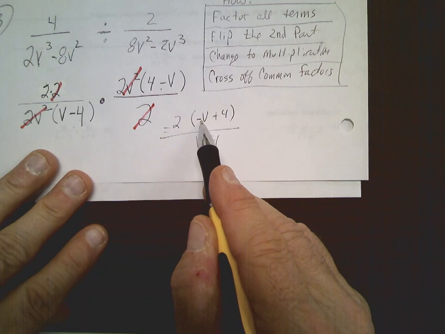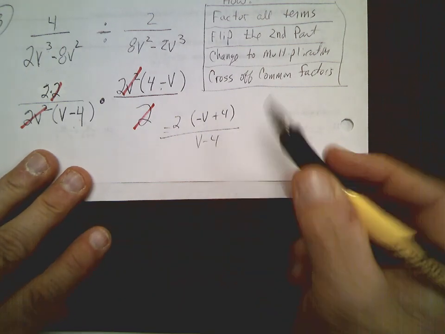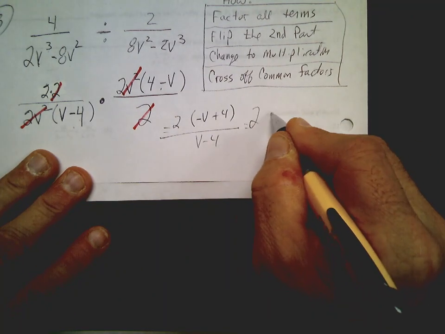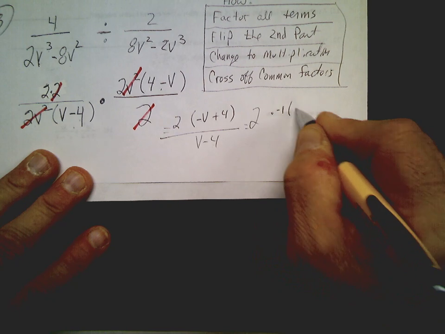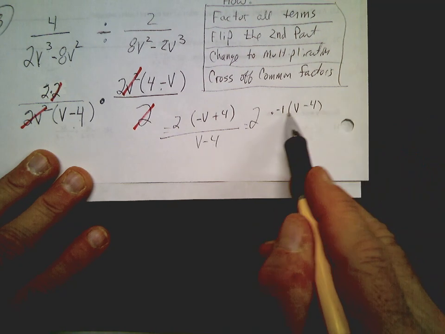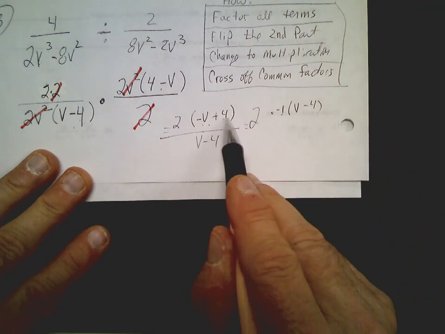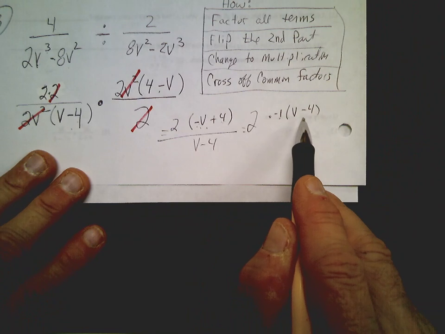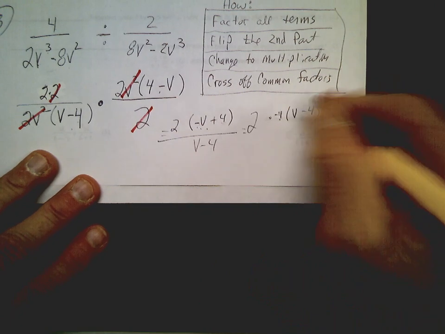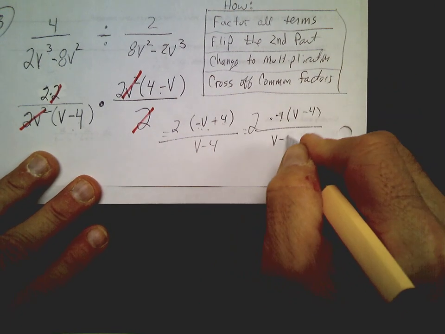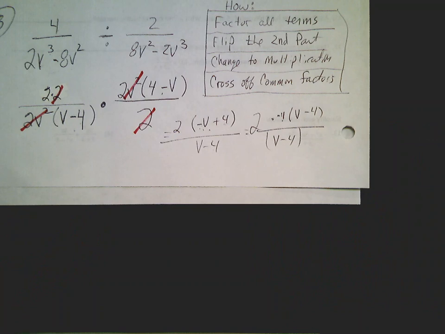Right here, pull out a negative sign, so it's a negative 1. Then you are left with, whenever you pull a negative sign out, it just changes both of them. So if you pull that negative out, you're left with v minus 4. Now, you can cancel them.